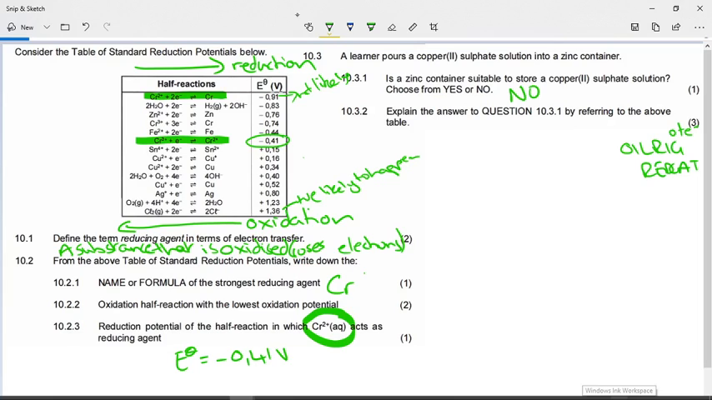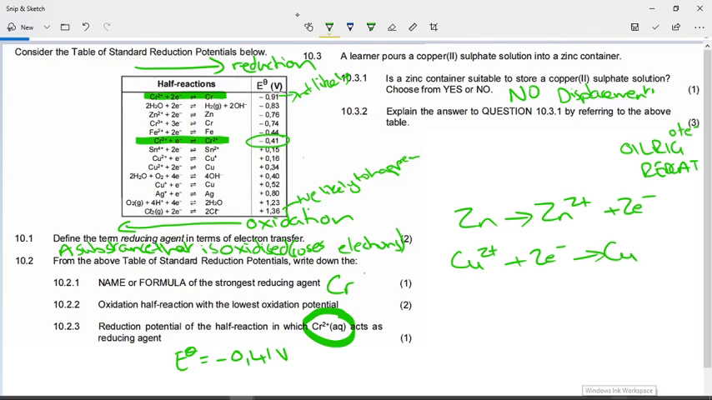If you put zinc with copper sulfate, the zinc goes to zinc 2+ ions plus 2 electrons, and it forces the copper 2+ ions to accept the 2 electrons and form copper metal. So if you do this, your zinc container will disappear, and you will have a little puddle of powdery copper. So then it says, explain the answer to question 10.3.1. By the way, we call this a displacement reaction. Yes, this is a displacement reaction.